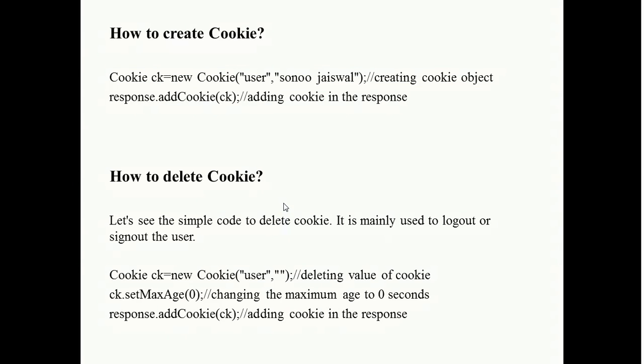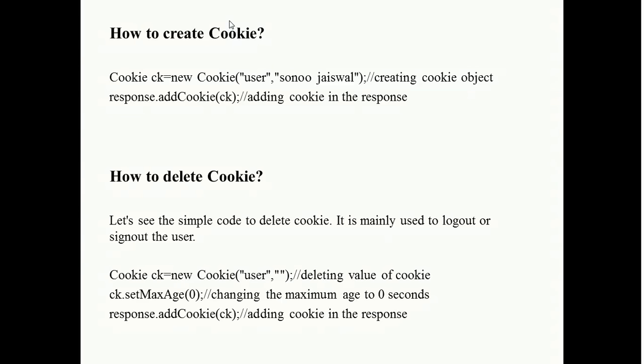Next, see the syntax of how to create a cookie. For creating a cookie, you can use the syntax. First, create an object of the cookie. Cookie ck is equal to new Cookie having arguments user, comma, second argument. The first argument is a string name and the second argument is a string value.